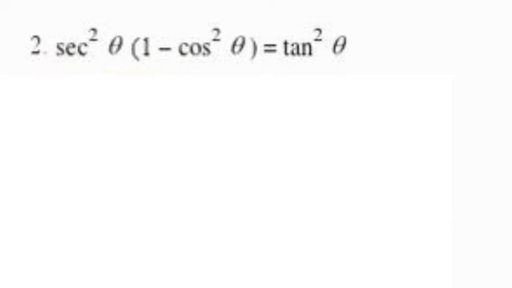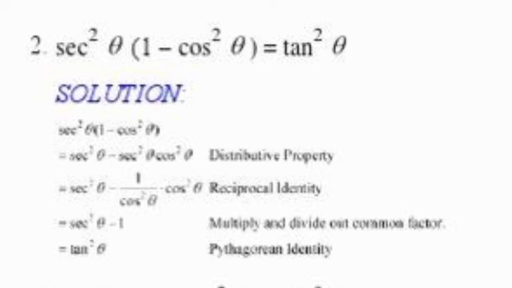And next, group 2, please answer number 2. Same as group 1, please verify and simplify this problem. Number 2: secant squared theta over 1 minus cosine squared theta equals tangent squared theta. I am giving group 2 2 minutes to answer this problem. Okay, time's up. Group 2, please give your answer. Group 2, it's correct. The answer in number 2 is tangent squared theta.